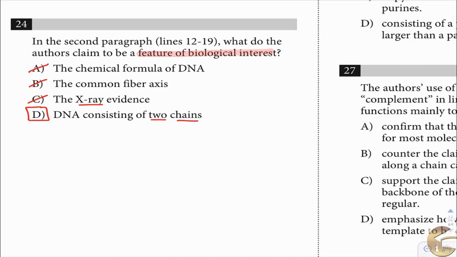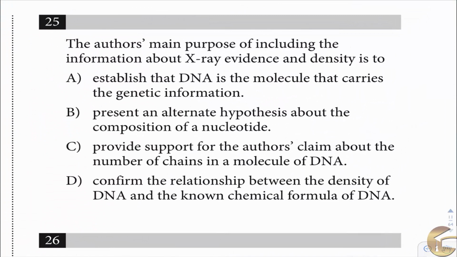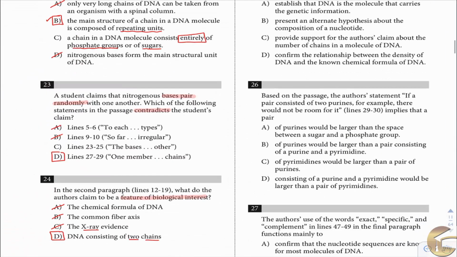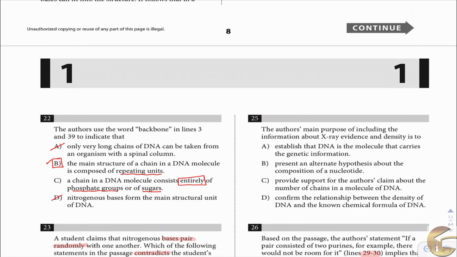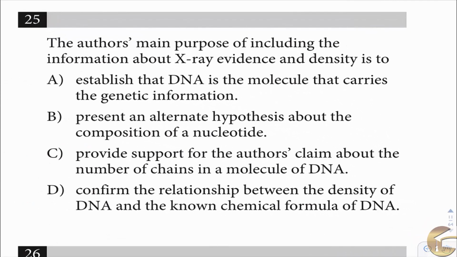So moving on to number 25. The author's main purpose of including the information about X-ray evidence and density is to what? Now this one, if you notice, is a lead word question. We look for the answer somewhere between lines 19 and line 29, because we're looking at the question before and the question after. So luckily we just read 24 and we read where they were talking about X-ray evidence. It was even mentioned in one of the answer choices, so we know it's right at the end of that previous question is where this one shows up.